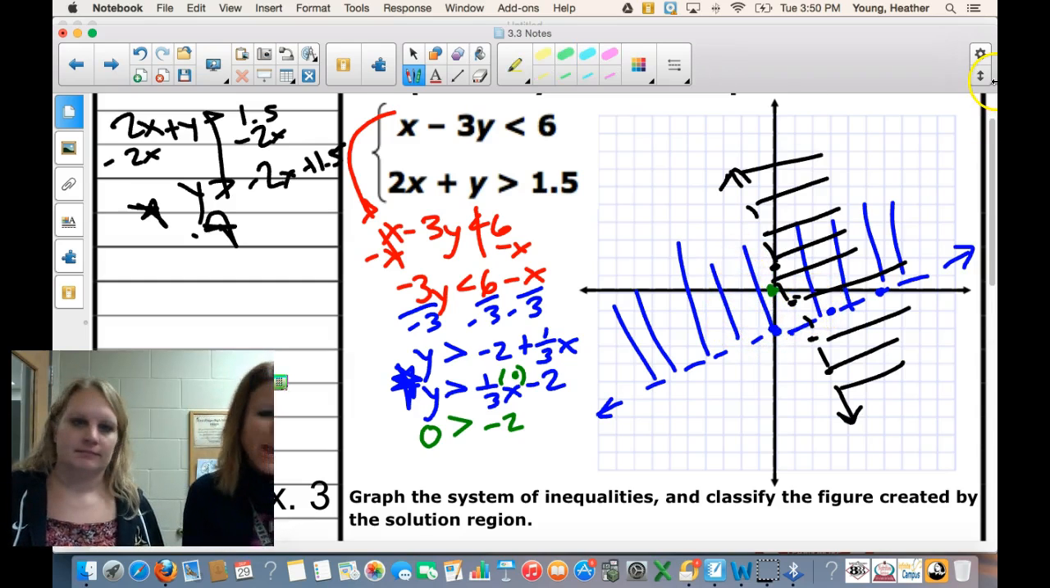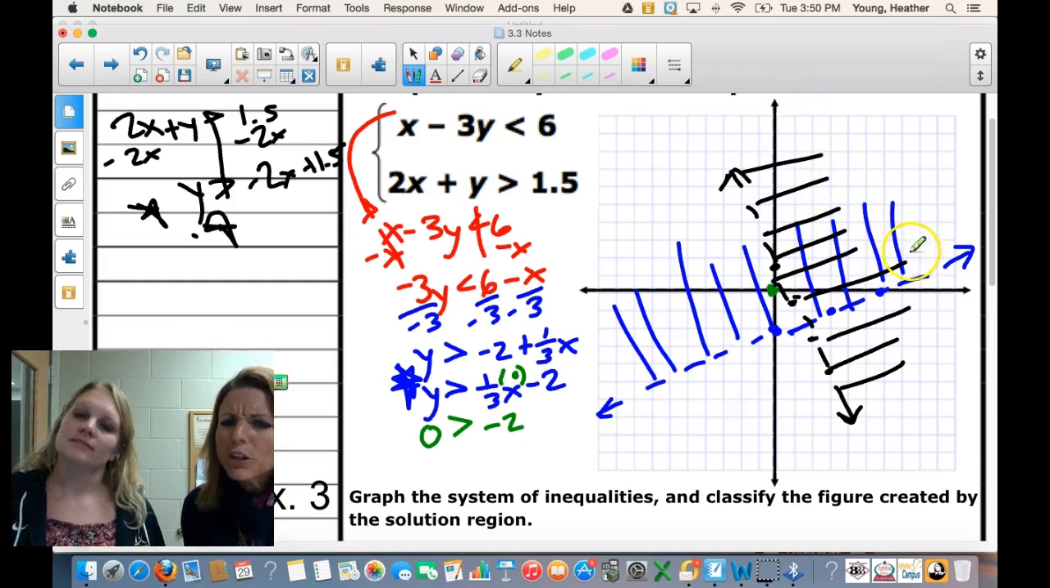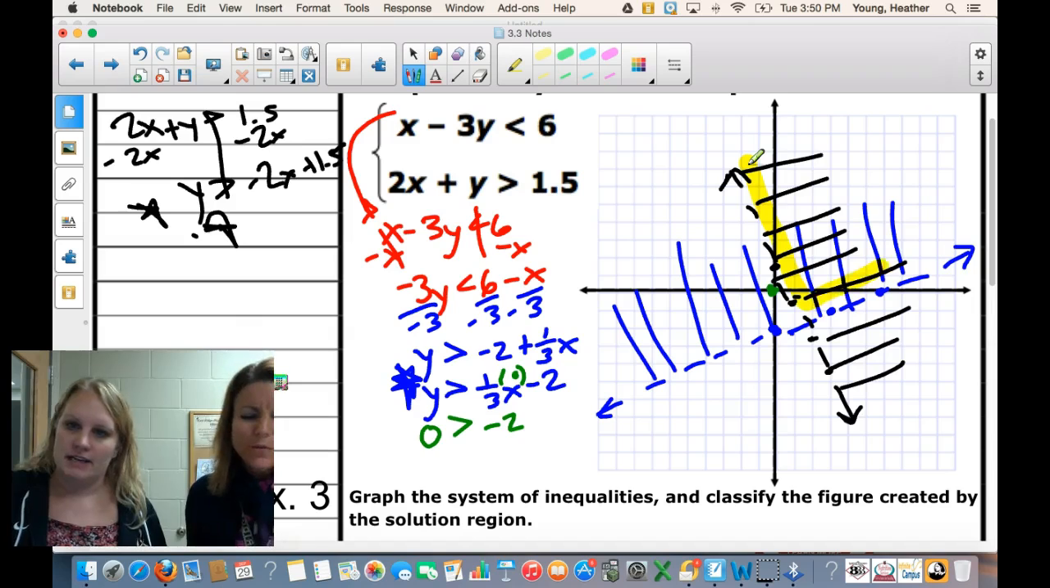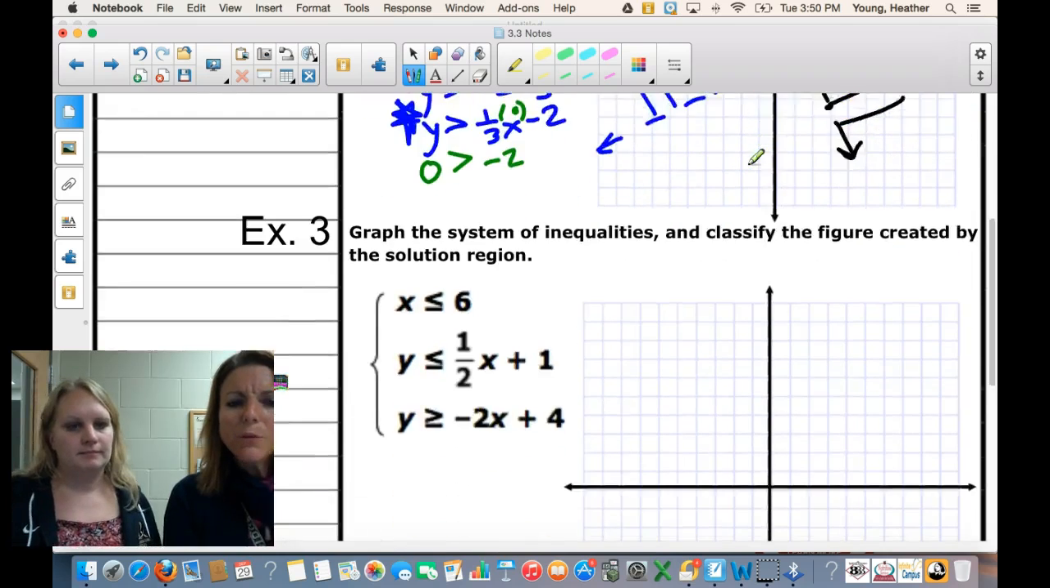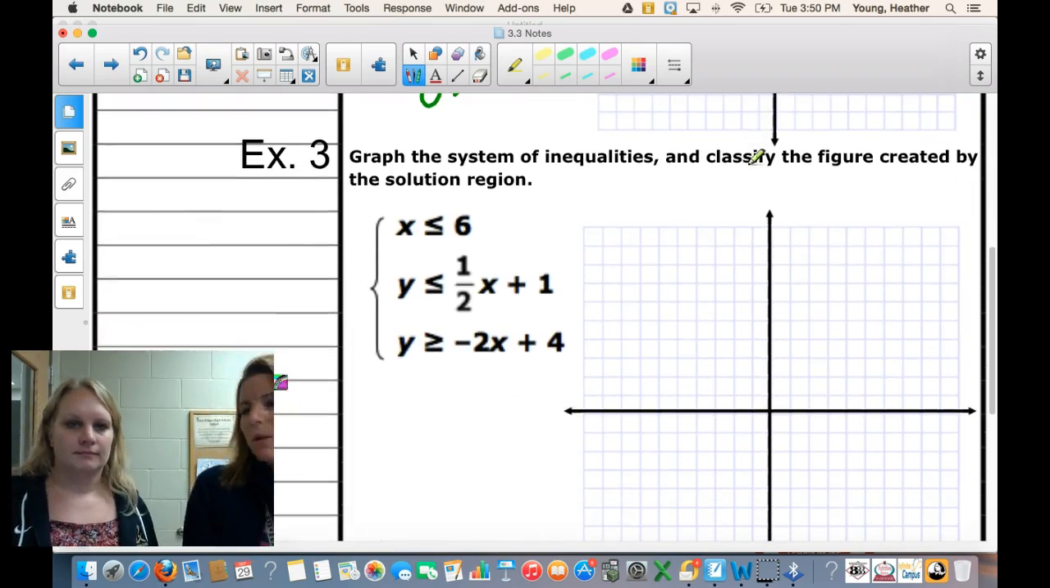The question I have is, where do they overlap? Well, here's blue and black. So there we go, in here. That's all of your answer, and that's what you're going to be doing. There's our answer right there. All right. Good. So now we have example 3, and then we'll probably skip example 4.